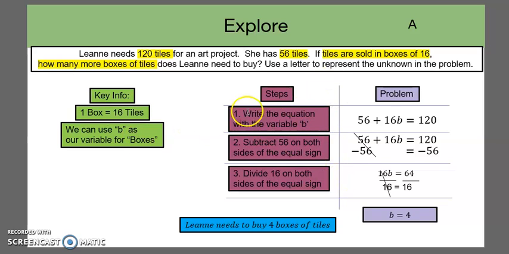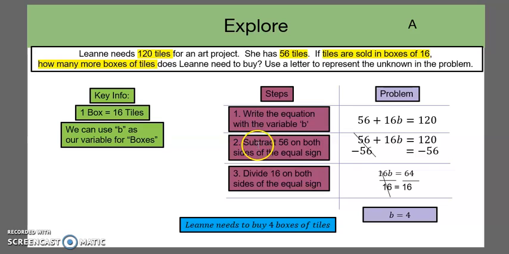What I set up here is a T-chart, and we set up the problem. We know that she starts out with 56 tiles. She has 56 tiles already. We know that a box contains 16 tiles, and B would be the number of boxes she would need in order to get to 120. And again, 120 is the number of tiles. It's her goal. It's how much she would need for her art project. So when we write out the problem, which is very important because once we have this as our correct process, then we can work through the problem and get to our answer.